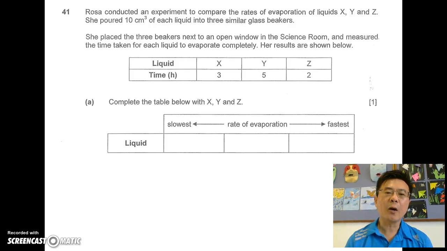Question 41. Complete the table below with X, Y, and Z. The time taken for the liquid to evaporate for X is 3 hours, Y 5 hours, and Z 2 hours. So the order is Y being the slowest in the rate of evaporation, followed by X, and the one that evaporates the fastest is liquid Z, as it takes only 2 hours, which is shorter than the other two.